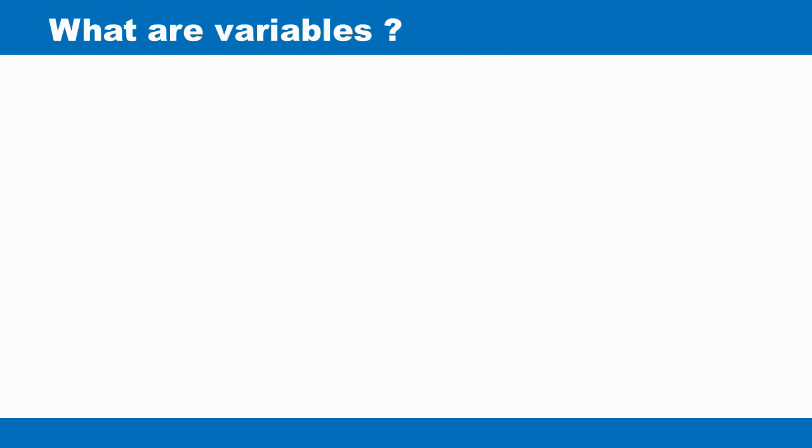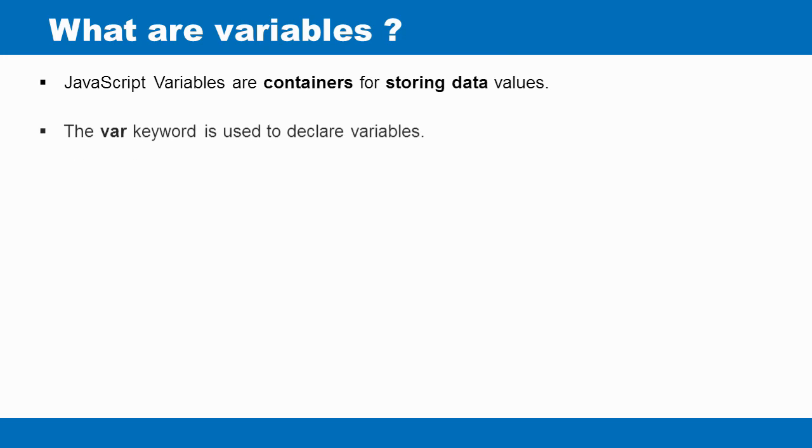In this video, I will be introducing you to JavaScript variables. What are variables in JavaScript? JavaScript variables are containers for storing data values. In order to create a variable, you need to use the var keyword, which is spelled VAR. It has to be in lowercase.